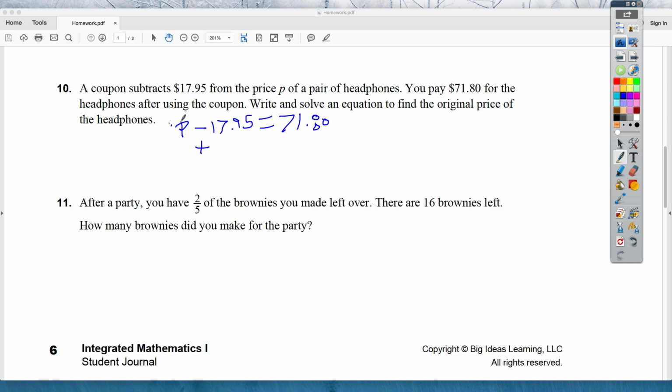So again, we can look at it like this. We can say, hey, here's our variable. So we're going to add $17.95 to get it by itself. Everything inside the box is multiplication or division. Everything outside the box is addition or subtraction. So plus $17.95.